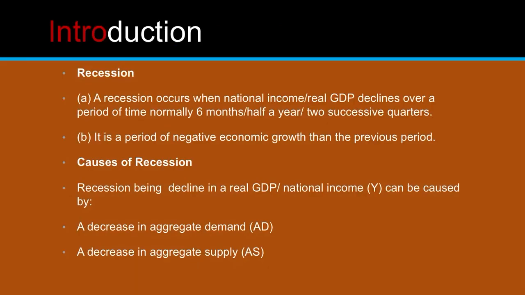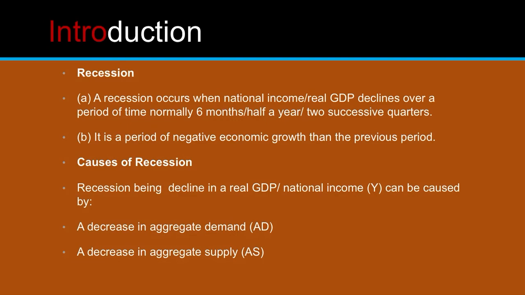So let's get started with the recession. Recession happens when national income, output or real GDP, which are almost the same, declines over a period of time, normally 6 months, half a year, or 2 successive quarters, which brings the same meaning. Therefore, we can conclude that there is a recession in the economy. It is a period of negative growth compared to the previous period. So, causes of recession: there are 2 main causes.